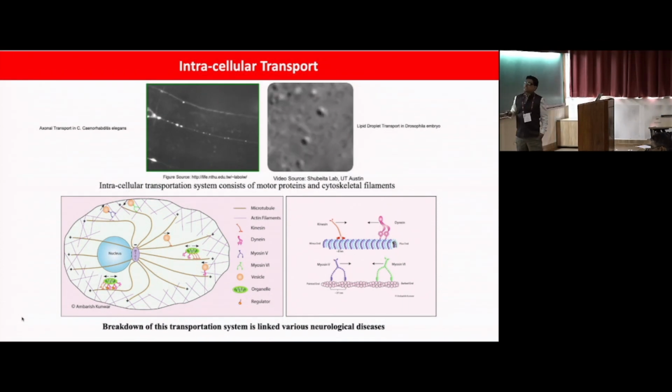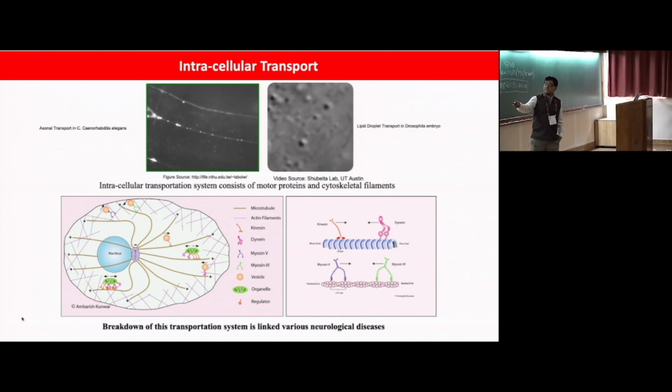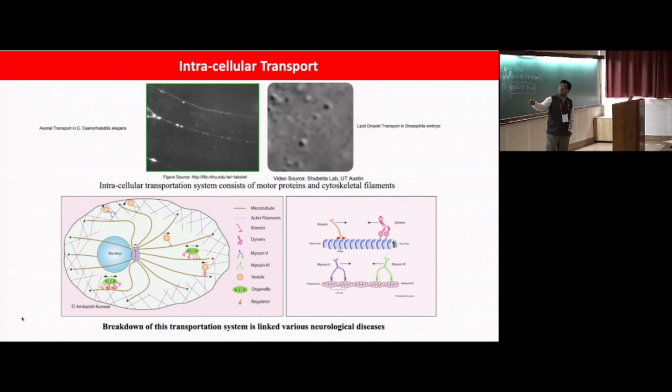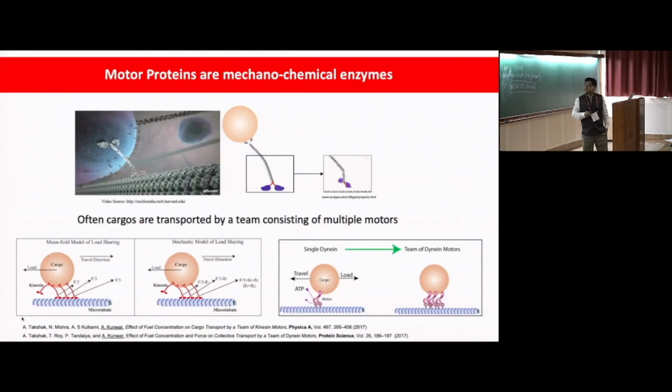If you look at the cell, you'll find that vesicles are moving all the time in all possible directions. You can think of the cell as a city, and these microtubules are like long range highways, and these actin filaments are like local roads. Anything which has to go from cell center to cell periphery has to take these highways, then local roads, and anything which has to come from cell periphery to cell center has to go in the opposite way. And typically there are two different types of motor proteins, kinesin and dynein, that move on the microtubules. We are interested in this because the breakdown of this transportation system is responsible for various neurological diseases.